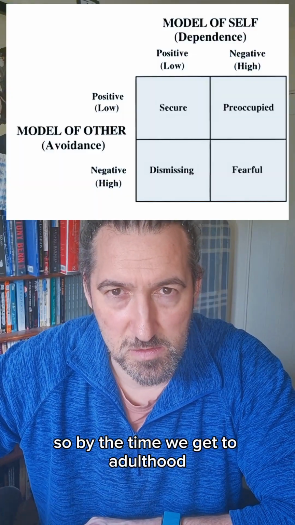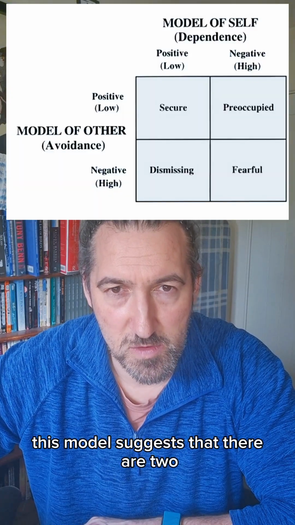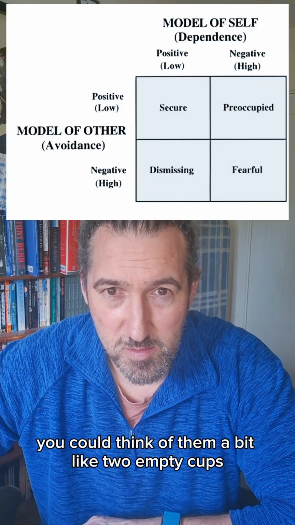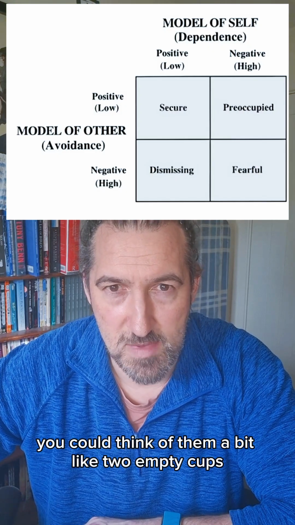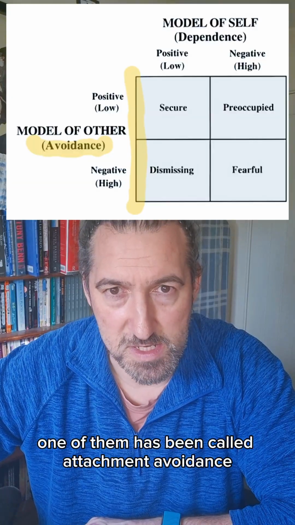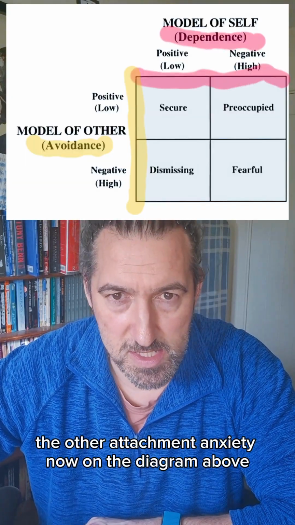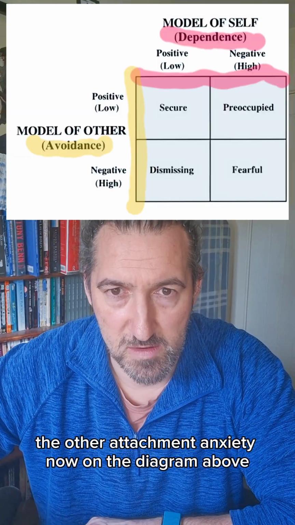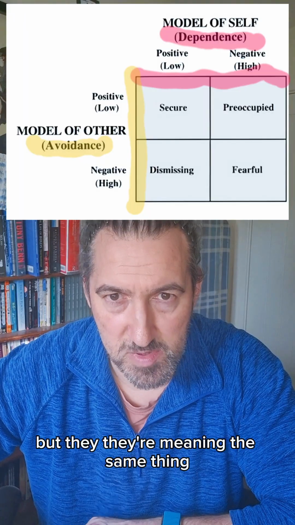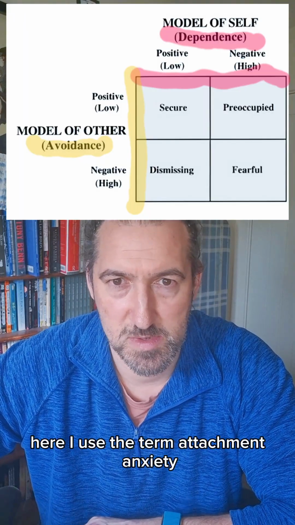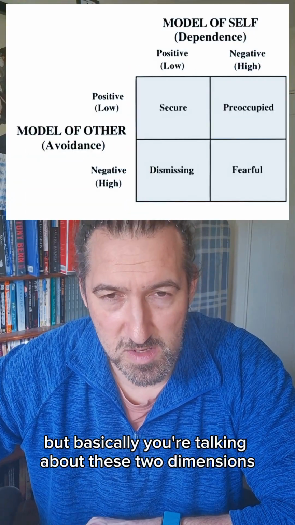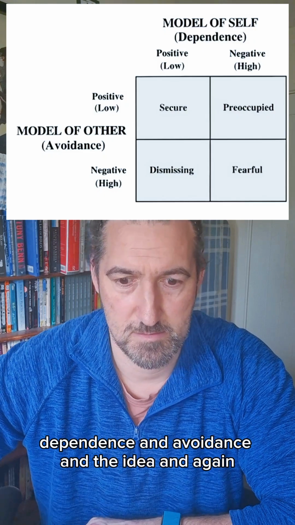By the time we get to adulthood, this model suggests that there are two what I would call dimensions of attachment. You could think of them a bit like two empty cups. One of them has been called attachment avoidance, the other attachment anxiety. On the diagram above, you'll sometimes see attachment anxiety called dependence, but they mean the same thing here. I use the term attachment anxiety, but others will use the term, as they do in this model, dependence. But basically, you're talking about these two dimensions, dependence and avoidance.